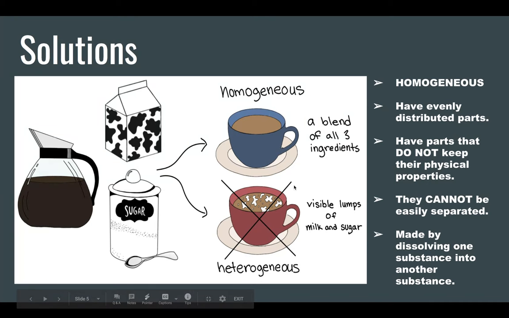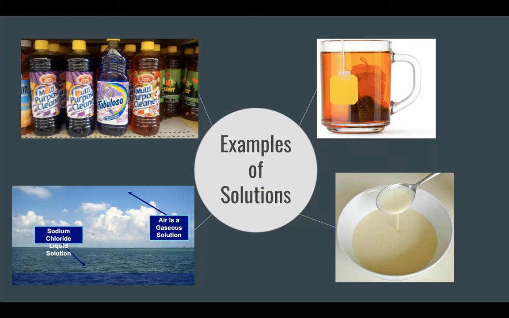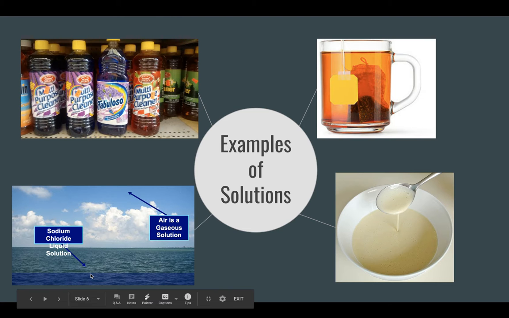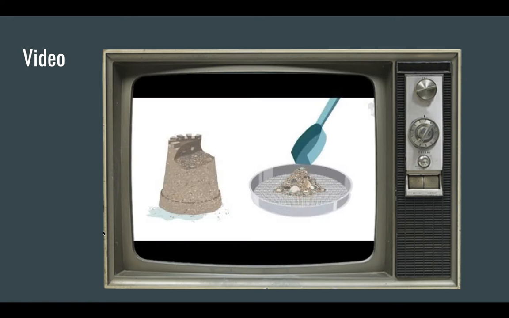Now at the bottom, you can see a mixture because you can see the parts and they're not evenly distributed. So that's a solution, that's a mixture. Here are some other examples of solutions. Cleaning solution, the tea when it's dissolved into the water. The tea bag is still a mixture, but the water and the tea mixed together, that's a solution. The ocean is a giant saltwater solution, and even our atmosphere is a solution of different gases.